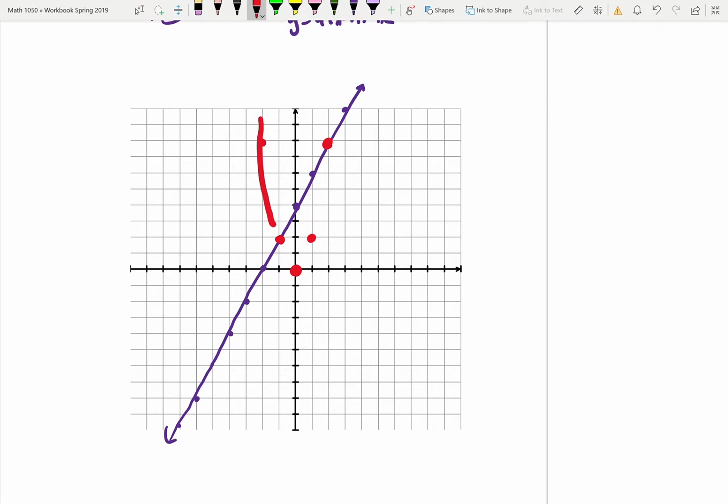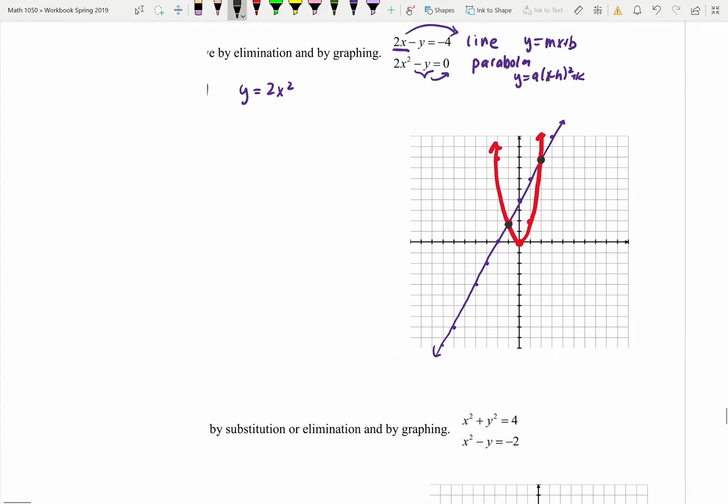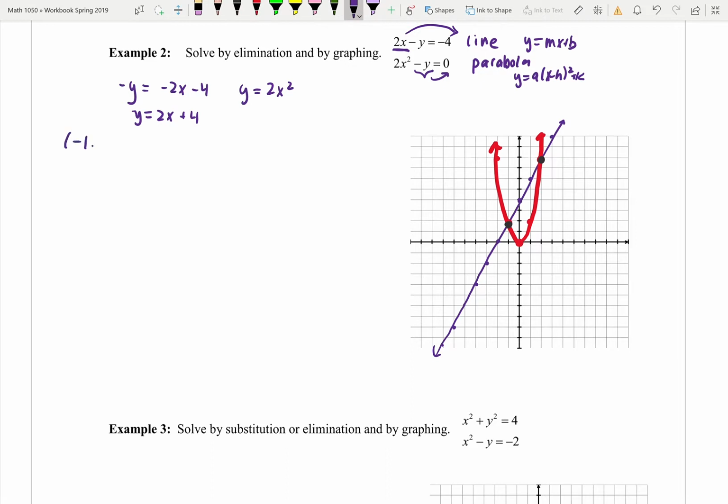Draw in your parabola, and there's your graph. Okay? The solutions are where they cross. So that would be here and here. So now I'm going to write up my solutions as ordered pairs, and those are negative 1, comma 2, and the other one is 2, 8, and now those are my answers, and I'm done.